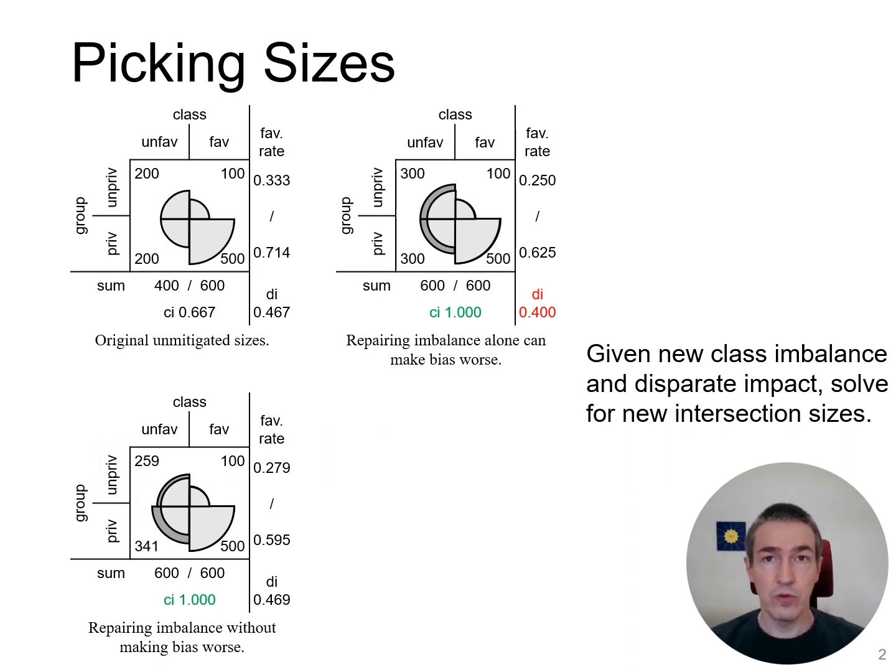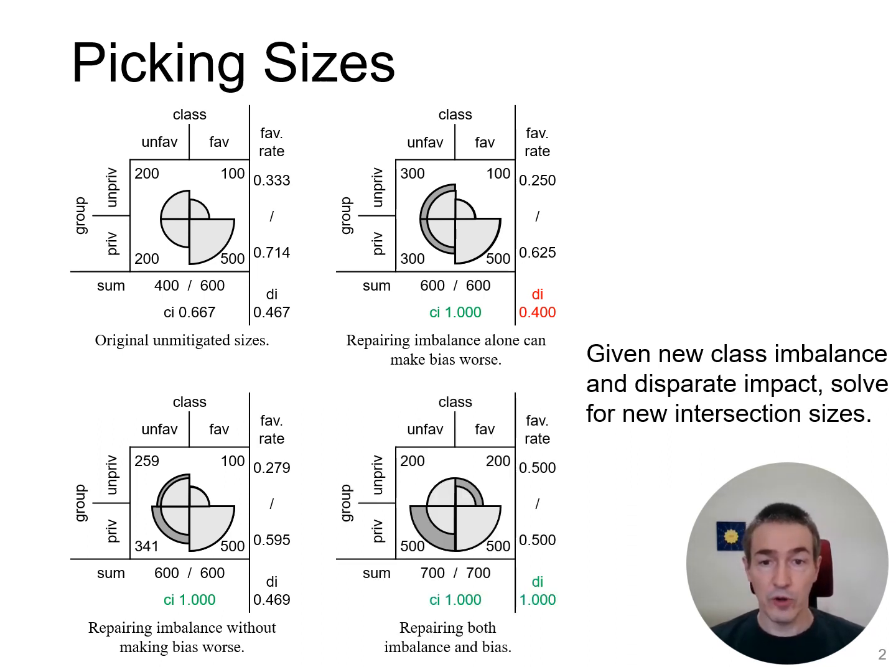For instance, if you want the class imbalance to be 1, but the disparate impact to be the same as it was in the original data set, then one solution would be as shown here on the left. On the other hand, if you want both perfect class imbalance and perfect disparate impact, then this example shows a solution. And our algorithm is more general because it can give you any point in between on a continuous spectrum.